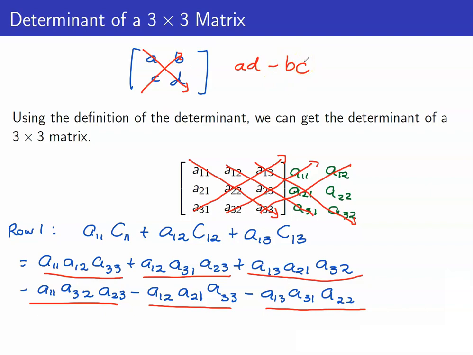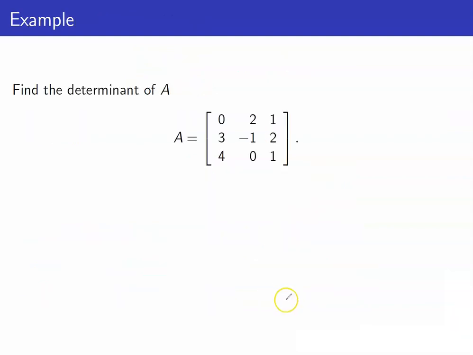But of course, this system only works for 2 by 2 and 3 by 3 matrix. This method does not work for matrices of size greater than or equal to 4. Let us use that method in determining the determinant of this matrix. We copy the first two columns, 0, 3, 4, 2, negative 1, 0, and then draw diagonals.